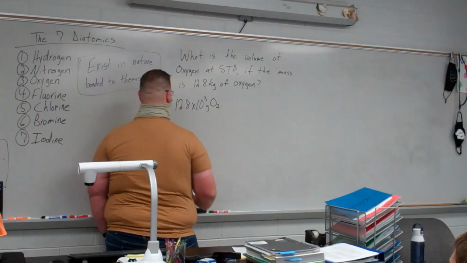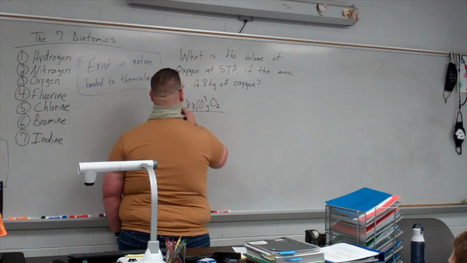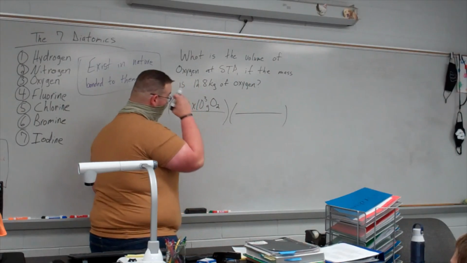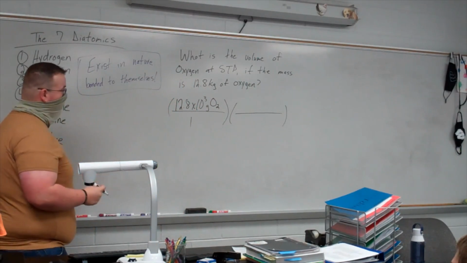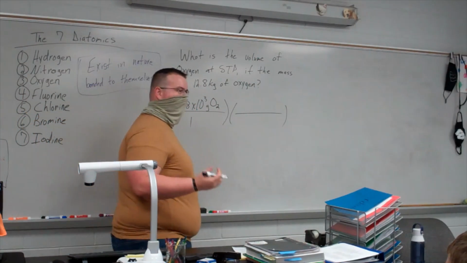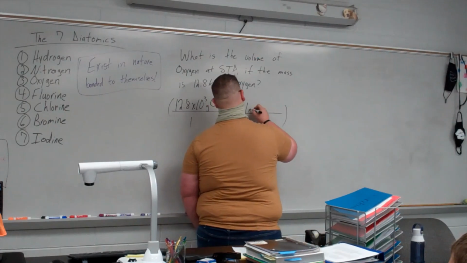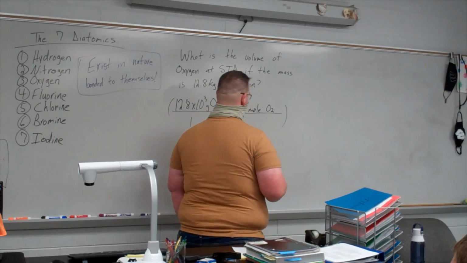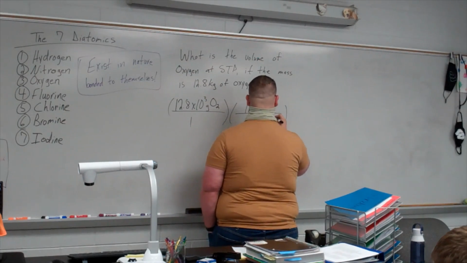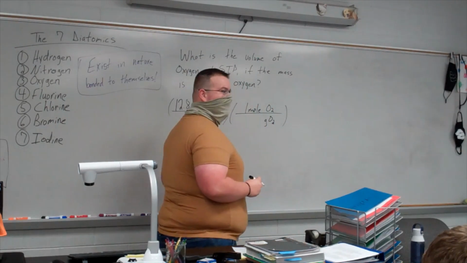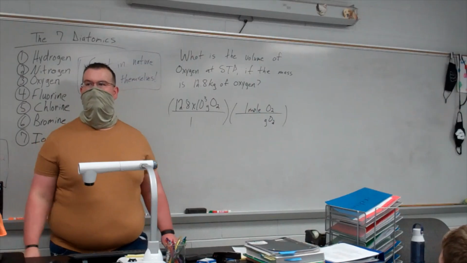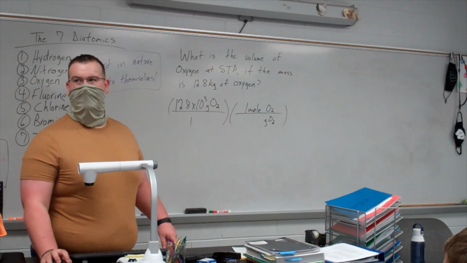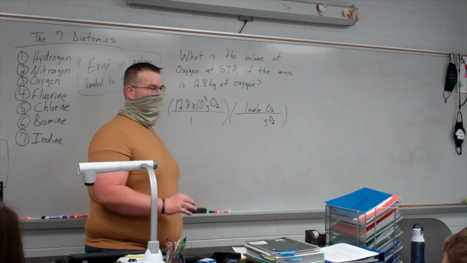And this is where the trick is. Set it over 1. First conversion factor. I'm trying to get from grams to volume, but I have to get to moles first. So mole has to go on top. 1 mole of O2 is equal to how many grams of O2? Here's the trick. Now, a lot of you are going to want to make this mistake. This is where the trick comes in.